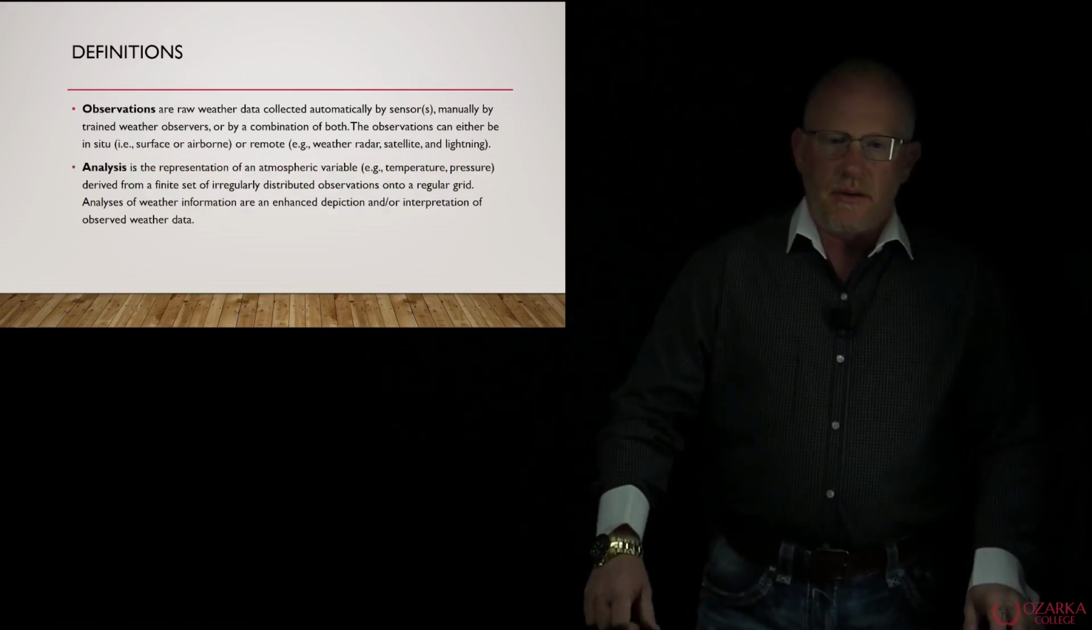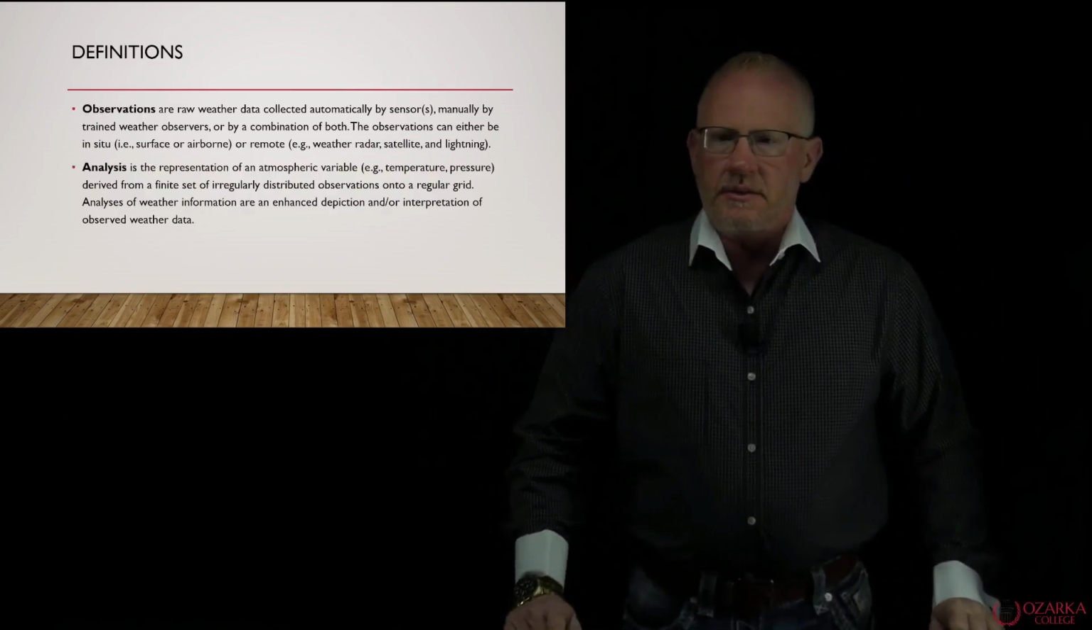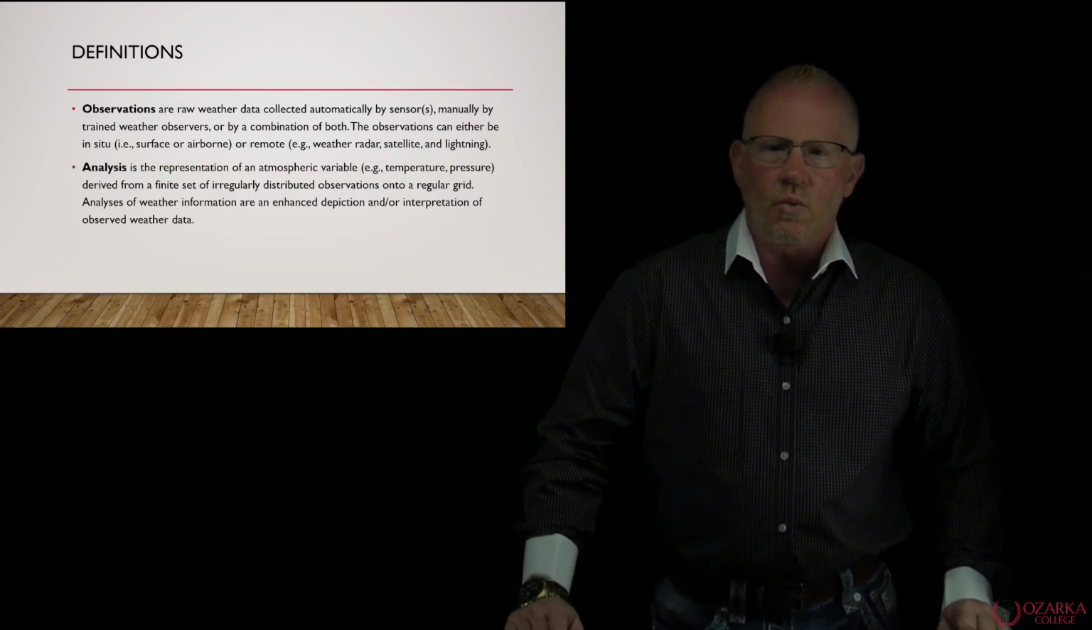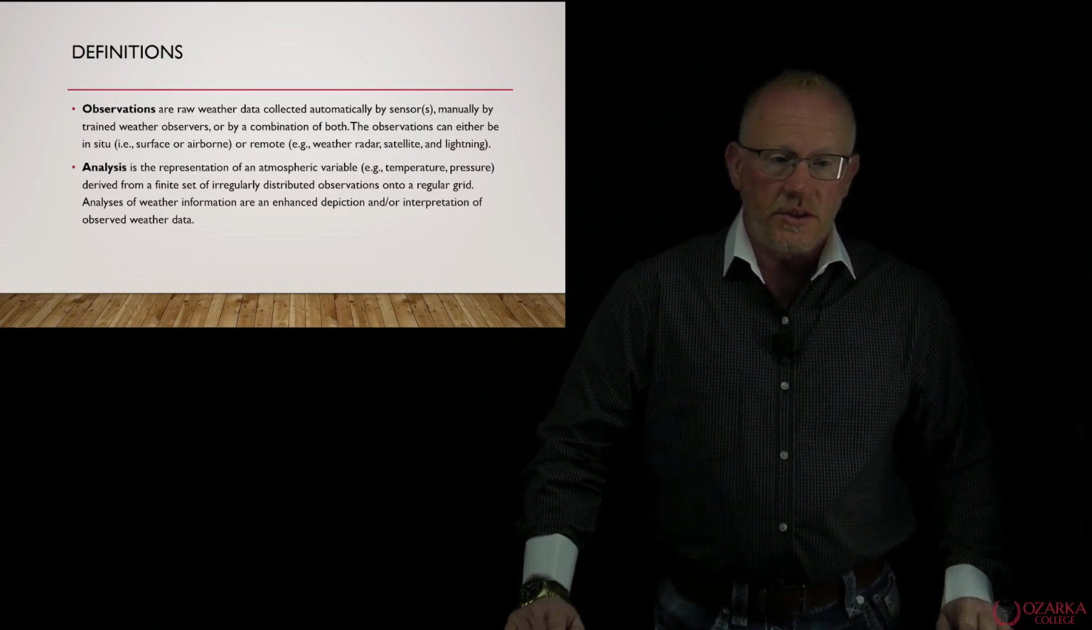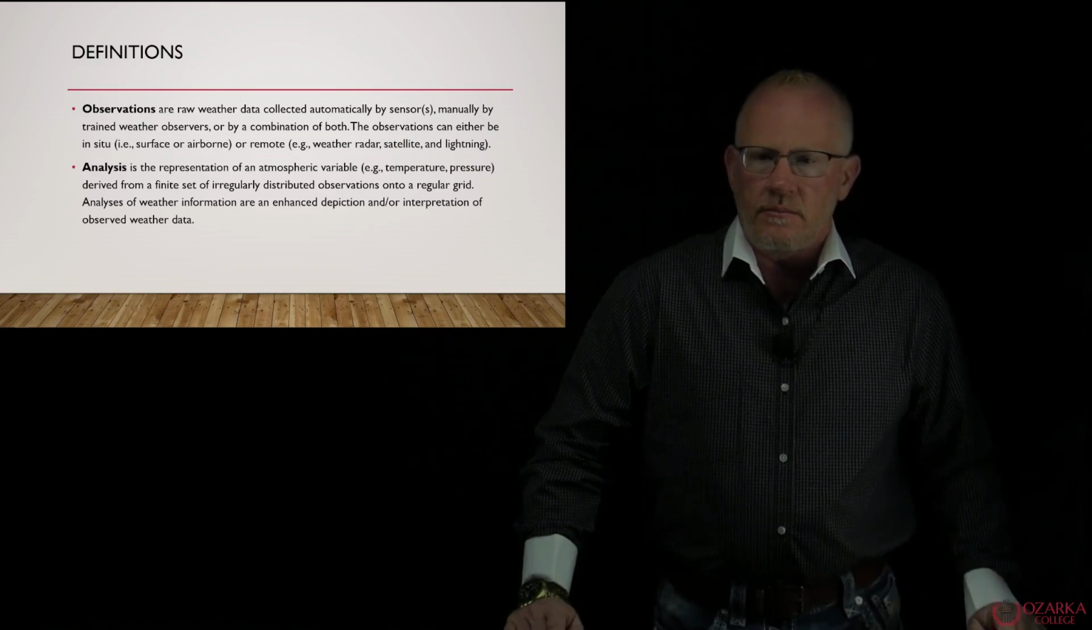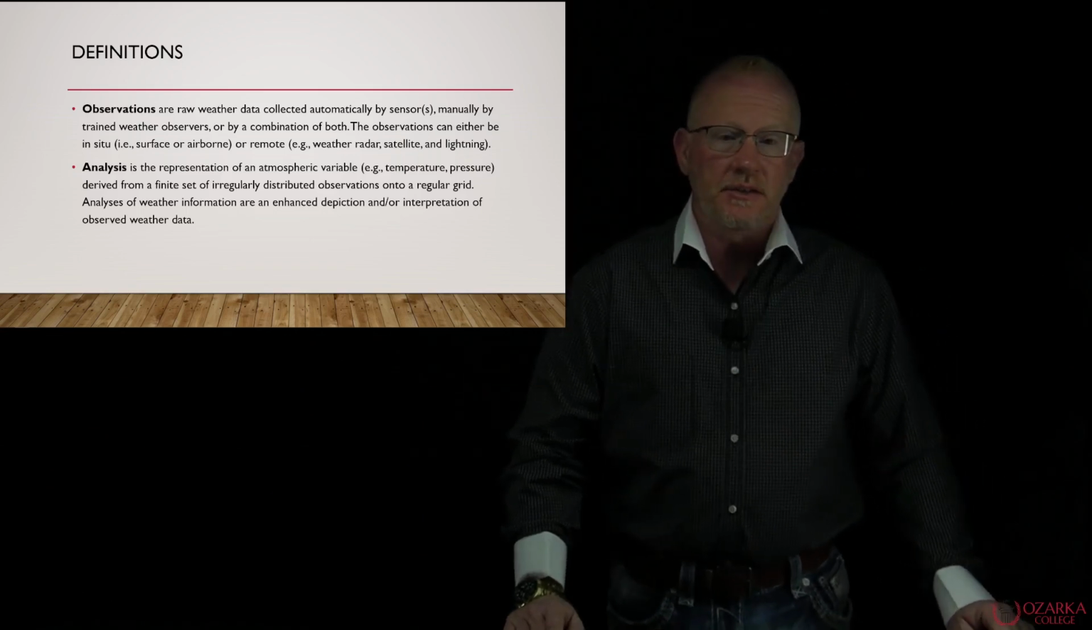So let's look at some definitions of what you need to know about these things, okay? Observations are raw weather data collected automatically by sensors, manually by trained weather observers, or a combination of both. The observations can either be in situ, which refers to the surface or airborne, or remote, by weather radar, satellite, ground and lightning sensors, things of that nature, okay?